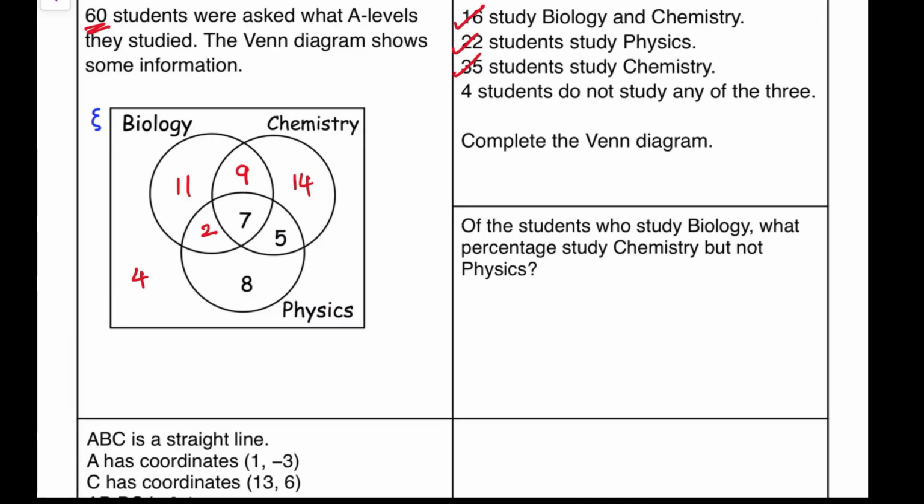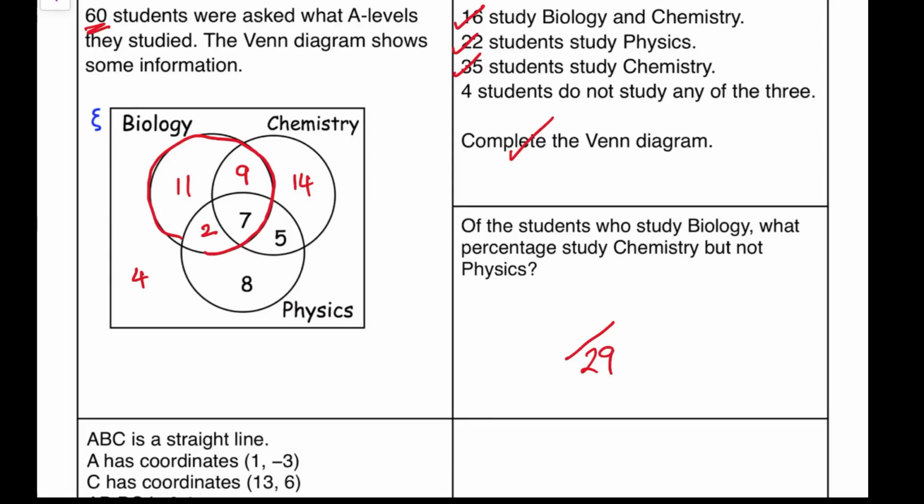Now, although it should of course work, it is always worth adding it up again. Always with these questions, there's a little probability question afterwards. So this one's a conditional question because it says of the students who study biology. So the students who study biology are these students here, which is 11 plus 9, which is 20, plus 2, 22, plus 7, 29. So there's 29 students that study biology.